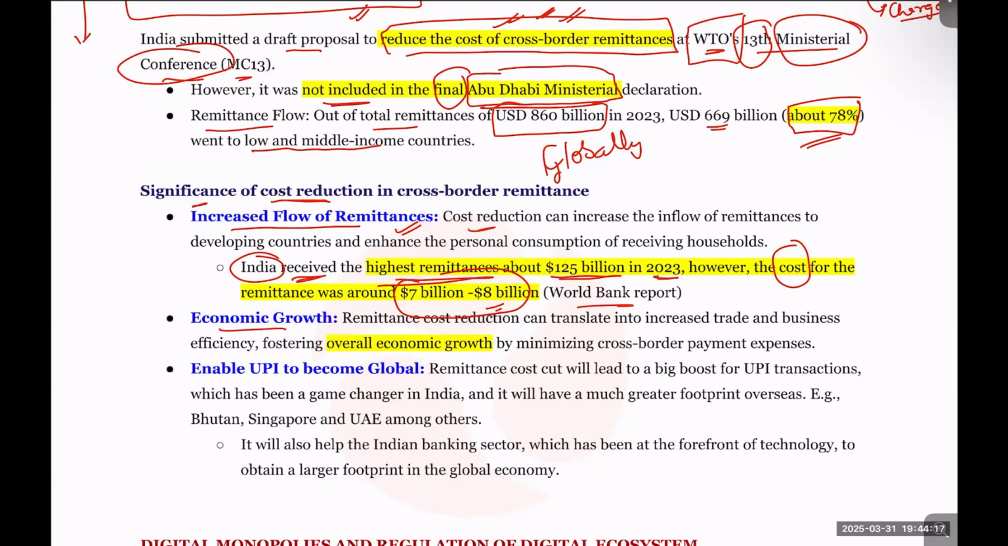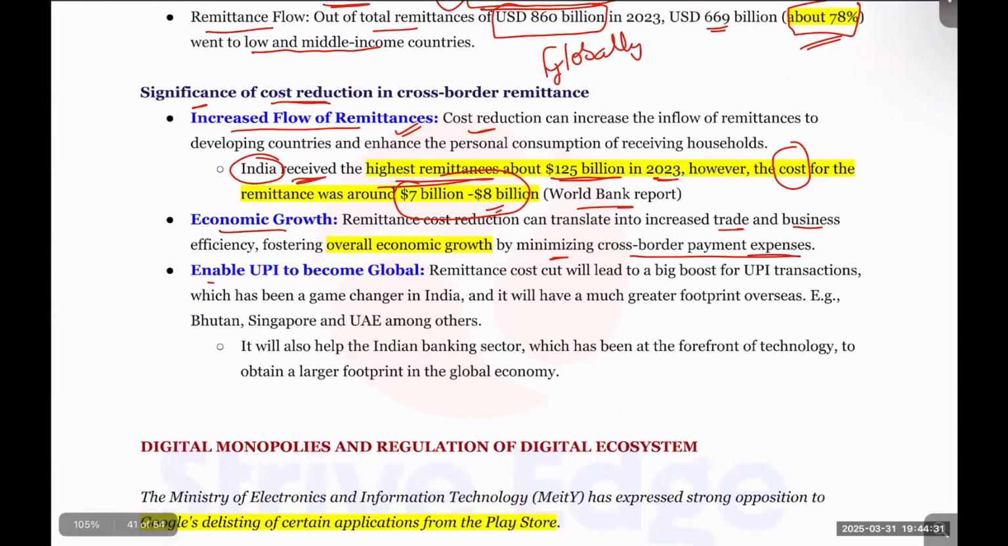Another thing is that it will promote economic growth. How? It will minimize cross-border payment expenses. It will increase trade and business in India when the money will be coming from foreign countries to India. It will also enable UPI to become global. When the cost of cross-border remittances decreases, UPI will gain prominence.